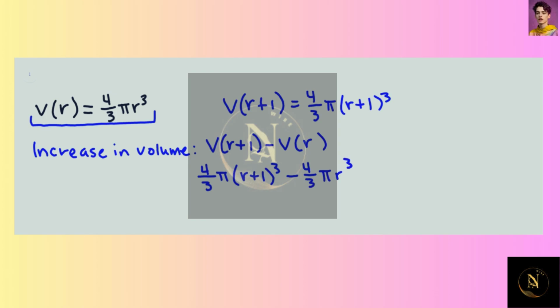Notice that we have a factor of 4/3 pi in both of these terms, so let's factor that out. 4/3 pi times, and now our job is to simplify this quantity, r plus 1 quantity cubed minus r cubed. Now perhaps sometime in your past you learned to multiply a binomial using the binomial theorem, but just in case you didn't, let's go ahead and work it out the regular old long way, the algebraic way.